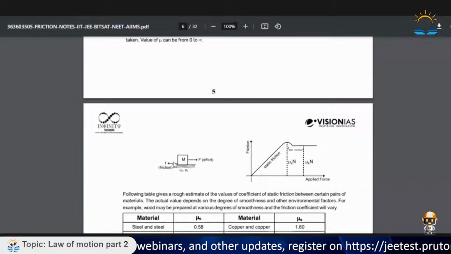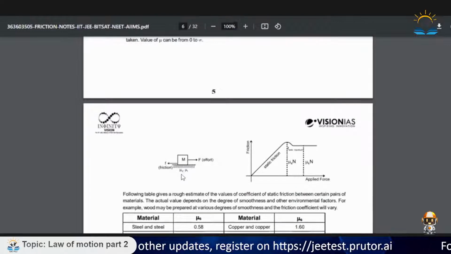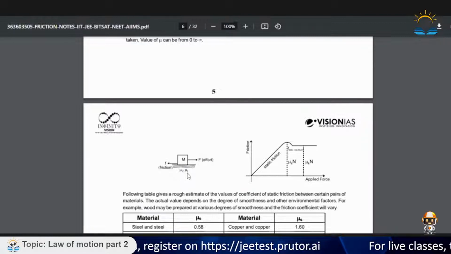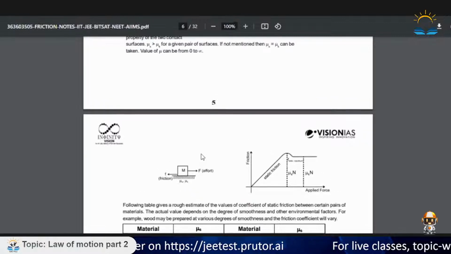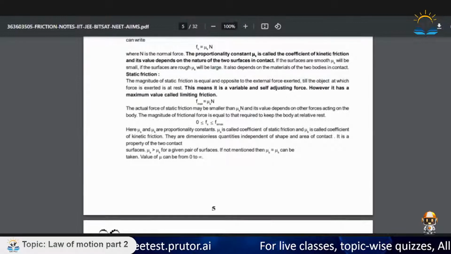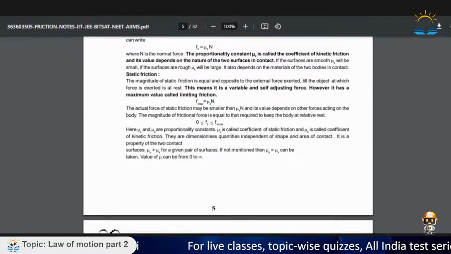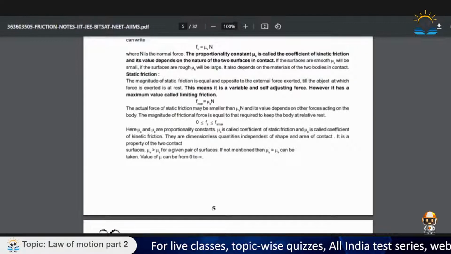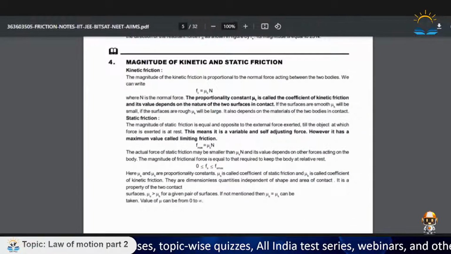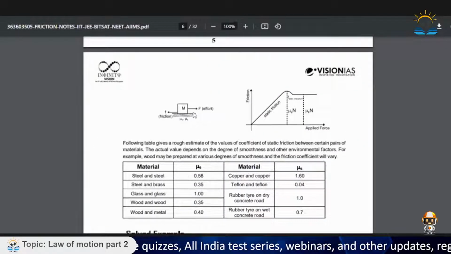So here is this graph. There is some object kept here. The coefficient of static friction is mu s, and the coefficient of kinetic friction is mu k. Basically, for static friction, the maximum static friction can be mu s n, and the range is from 0 to mu s n, and kinetic friction is mu k n. So you should know that mu s and mu k are two different coefficients, of static and kinetic friction respectively.